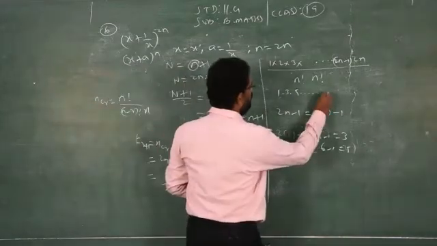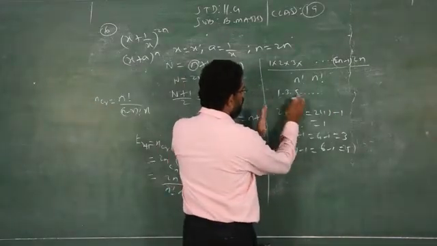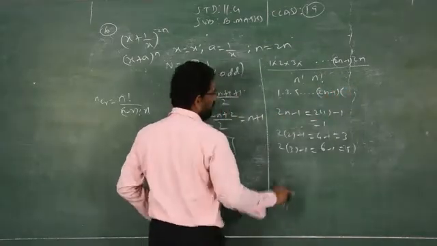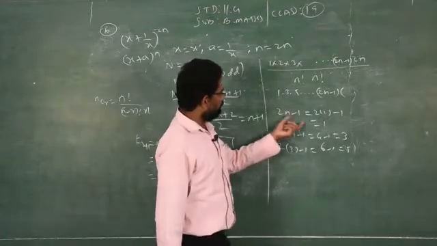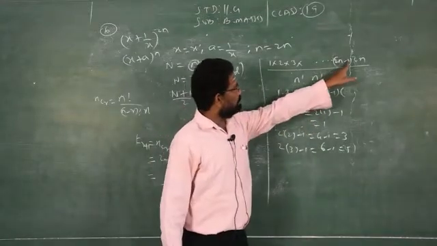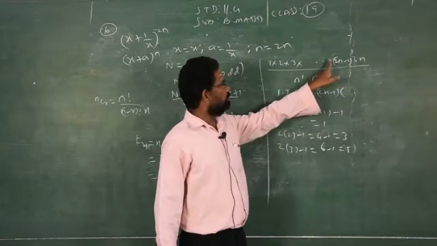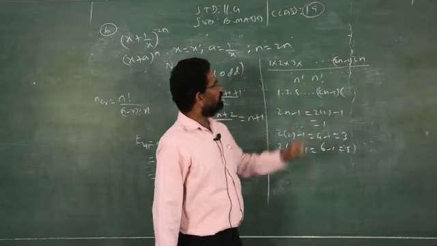So I am rewriting, just separating the odd numbers and the even numbers. Are you clear? So how do you separate it? This is the last number. What is the predecessor of 2n? 2n minus 1. What is the predecessor of 2n minus 1? 2n minus 2, and so on.